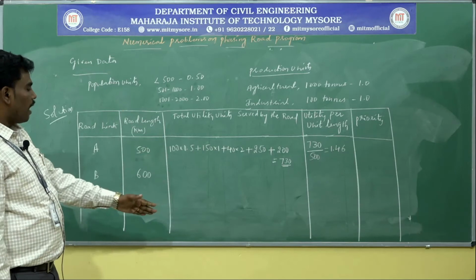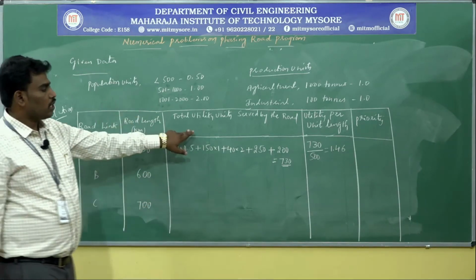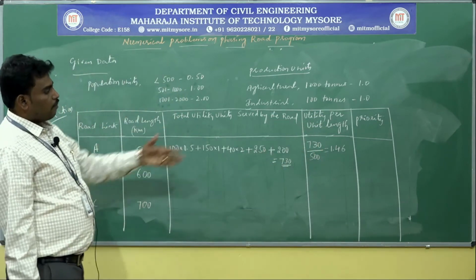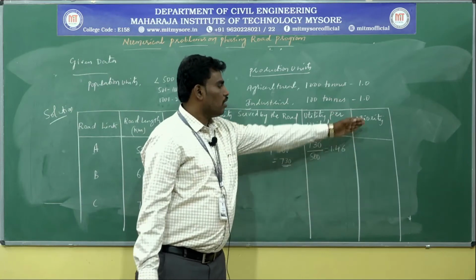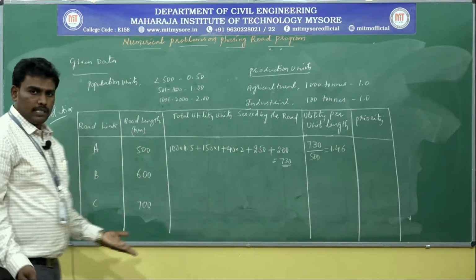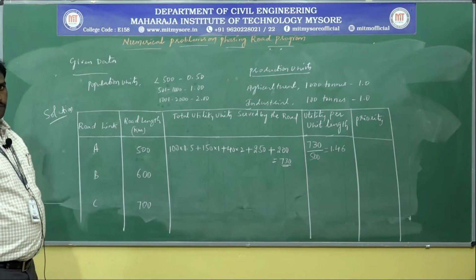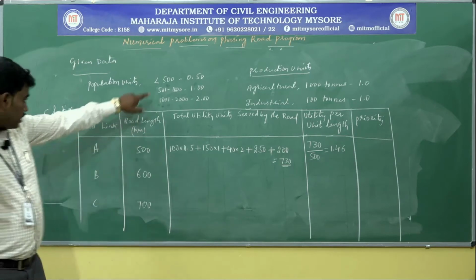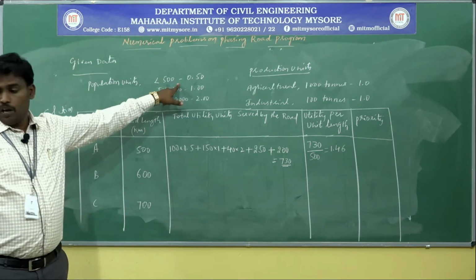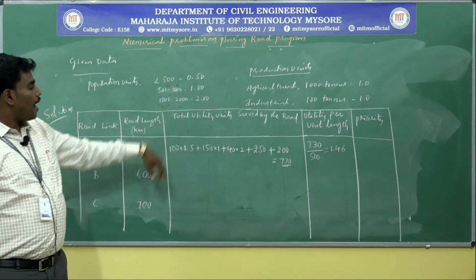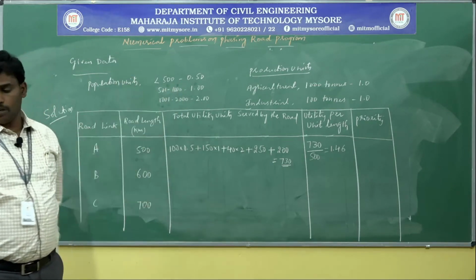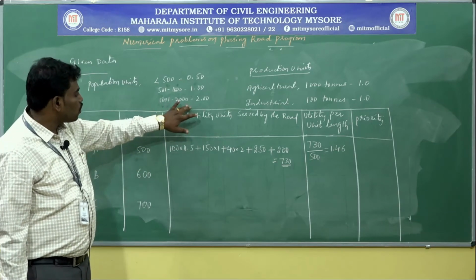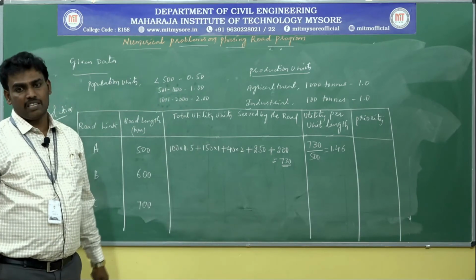In a similar manner we are going to get the total utility units and utility per unit length for road links B and C, and based on this maximum utility approach we can fix the priority, which is nothing but phasing of the road program. Next I will move on to road link B. For road link B, less than 500 population we have about 200 villages, 501 to 1000 population about 250 villages, and from 1001 to 2000 about 68 villages.